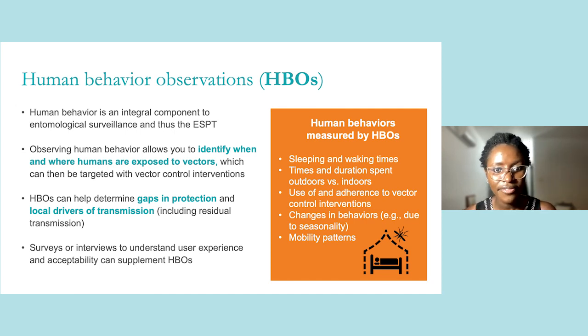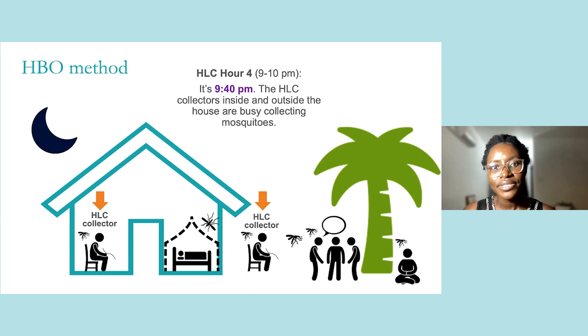The specific human behaviors that can be measured using the HBO method include sleeping and waking times, times and duration spent outdoors versus indoors, use of and adherence to vector control interventions such as nets, changes in behaviors relating to the season or religious traditions, for example, and mobility patterns. Surveys or interviews can also be conducted to supplement HBOs to understand user experience and acceptability. Human behavior observations can be conducted during entomological collections, such as human landing catches or HLCs.